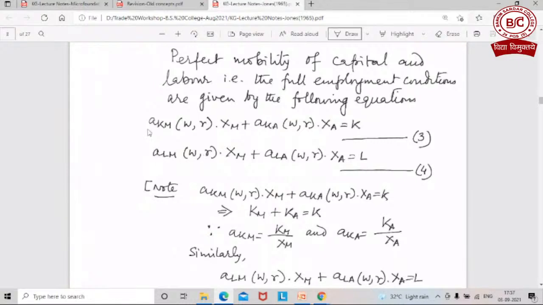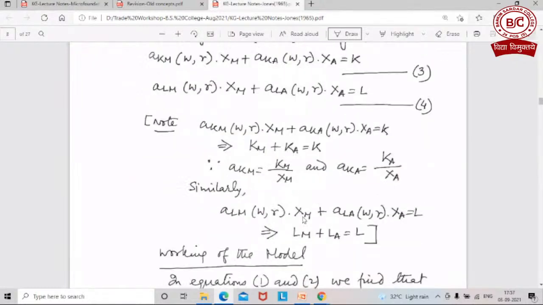Similarly, ALM XM is LM because by definition, ALM is LM divided by XM. So ALM times XM is LM. ALA by definition is LA by XA. So XA times ALA is LA. So you can write it as LM plus LA equal to L, as written here. So this is full employment of capital, this is full employment of labor. Is it okay?